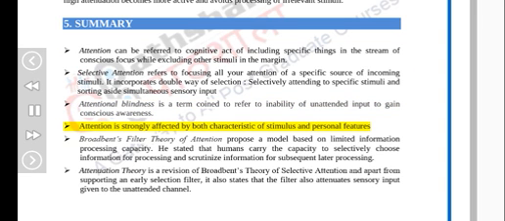Attention is strongly affected by both characteristics of the stimulus and personal features. Broadbent's filter theory of attention proposed a model based on limited information processing capacity. He stated that humans carry the capacity to selectively choose information for processing and scrutinize information for subsequent later processing. Attenuation theory is a revision of Broadbent's theory of selective attention, and apart from supporting an early selection filter, it also states that the filter attenuates sensory input given to the unattended channel.